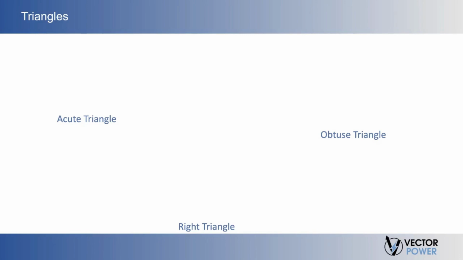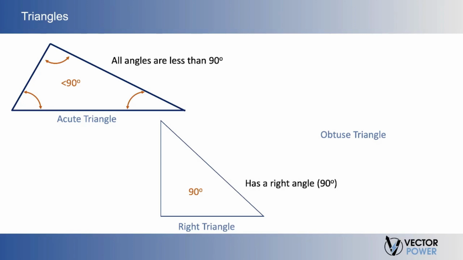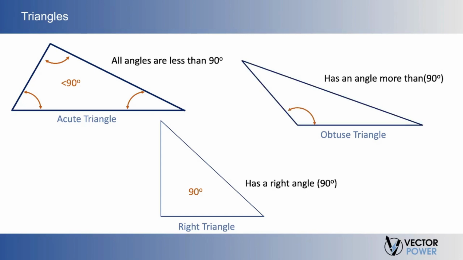Triangles can also have names that tell us what type of angle is inside. So we have the acute triangle. All angles are less than 90 degrees. The right triangle, it has a right angle of 90 degrees. And the obtuse triangle, which has an angle more than 90 degrees.